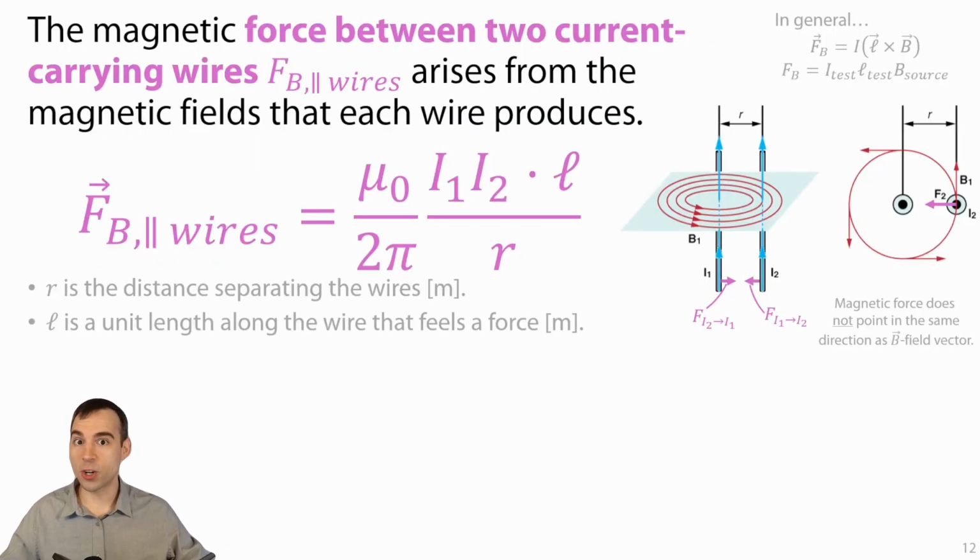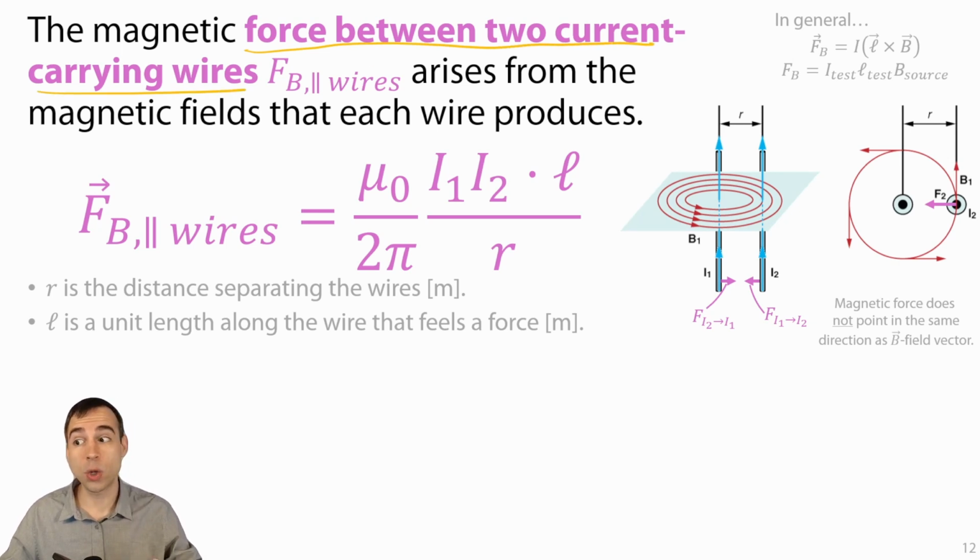So if moving charges and electric current running through a wire creates a magnetic field, that magnetic field can influence other magnets or other electric currents that are brought into that magnetic field. In this way, we can calculate a force between two current-carrying wires.